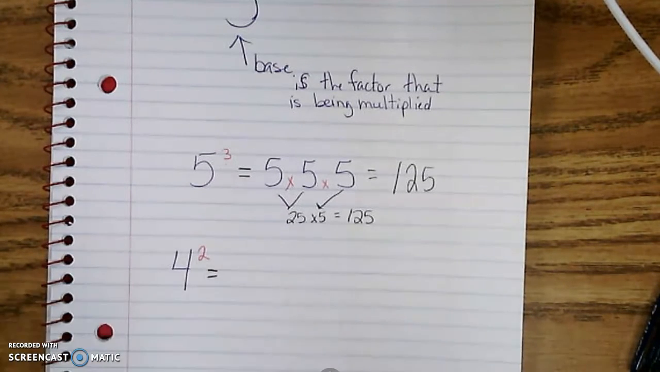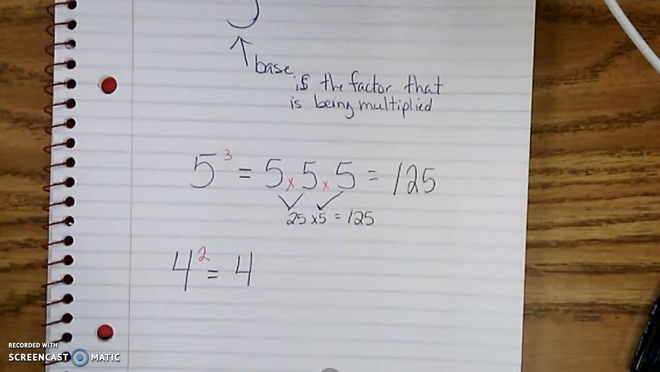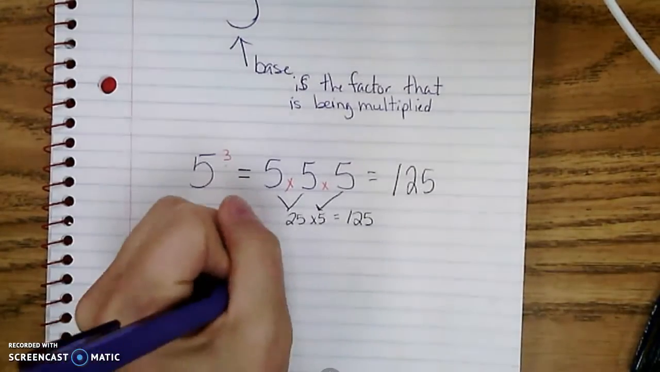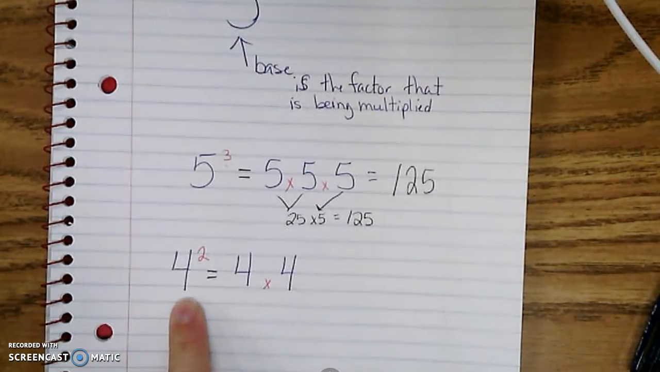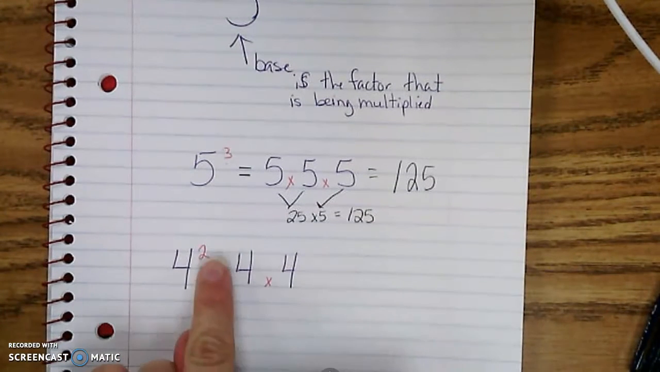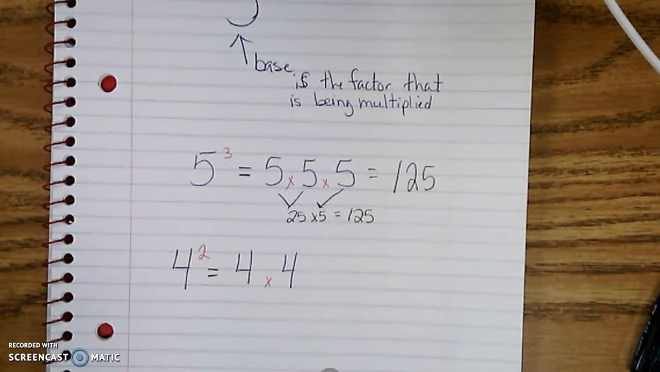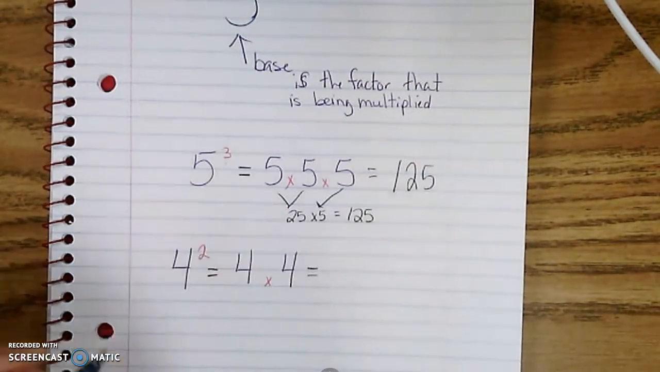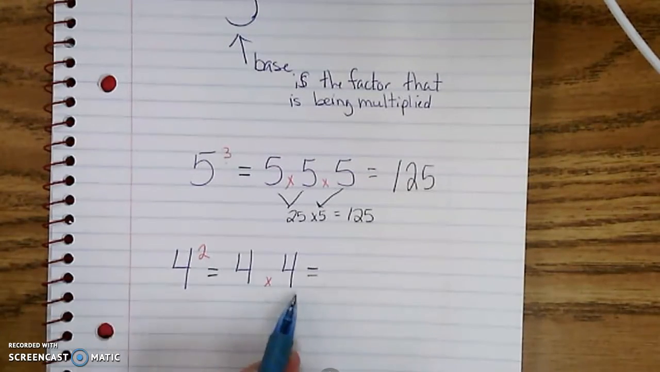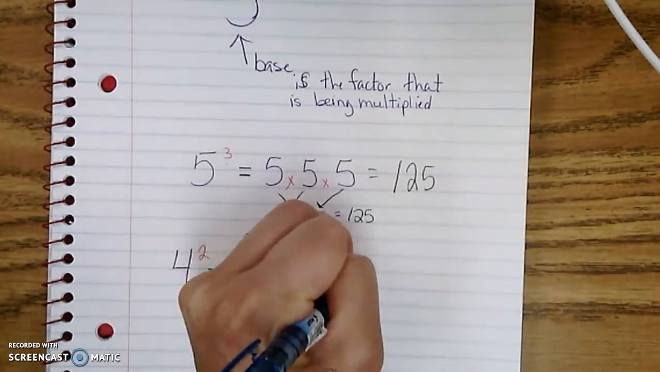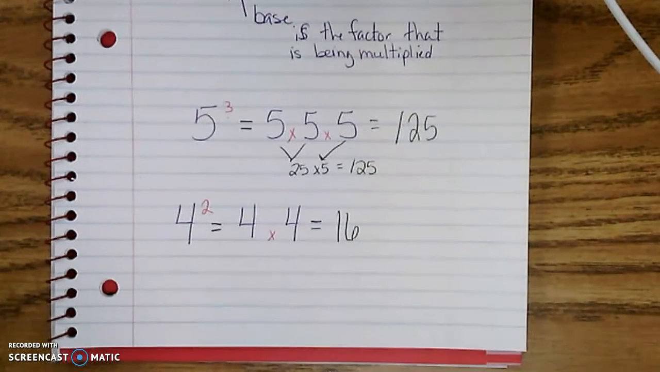And 4 squared does not mean 4 times 2. That is the biggest mistake that students make. It is two 4s, so it is 4 times 4. Remember that our base is the factor, and the exponent is how many times we are multiplying that factor. So 4 squared, which equals 4 times 4, is equal to 16.